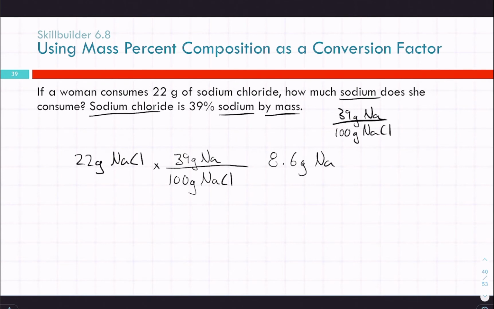Which most things, I think, have the sodium listed in milligrams. So this would be 8,600 milligrams, or it should be 8.6 times 10 to the 3 milligrams of sodium. Should have looked up what's in a cup of noodles. It's probably like 2 grams of salt in every one of those. Any questions? Good.